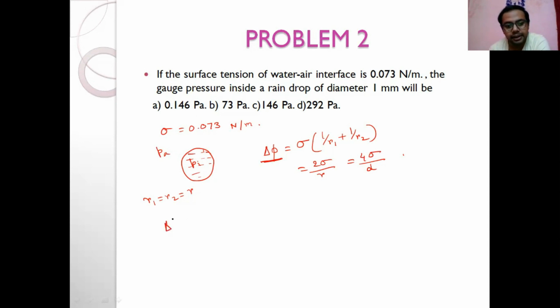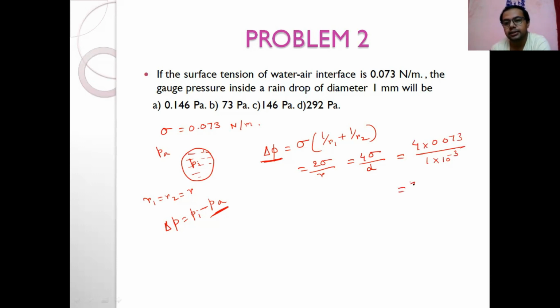Because delta P is Pi minus Pa. So above atmospheric, what is the pressure? That is nothing but delta P. So you are asked to find out the delta P in this question. Sigma is given, D is given to you. 0.073. D is given as 1 into 10 to the power minus 1 millimeter. So you convert it into meters.